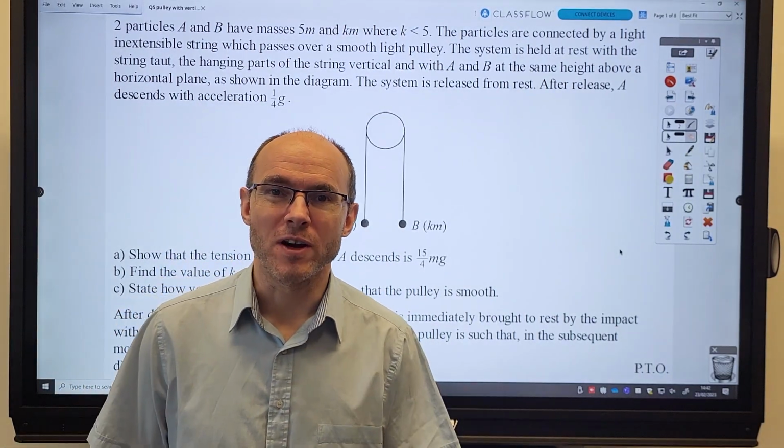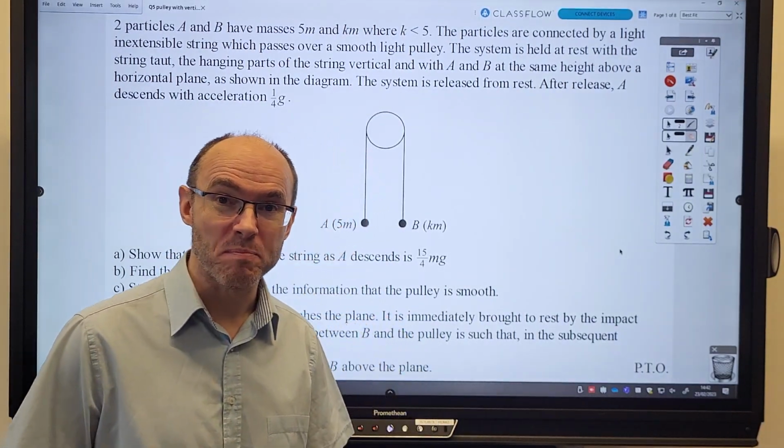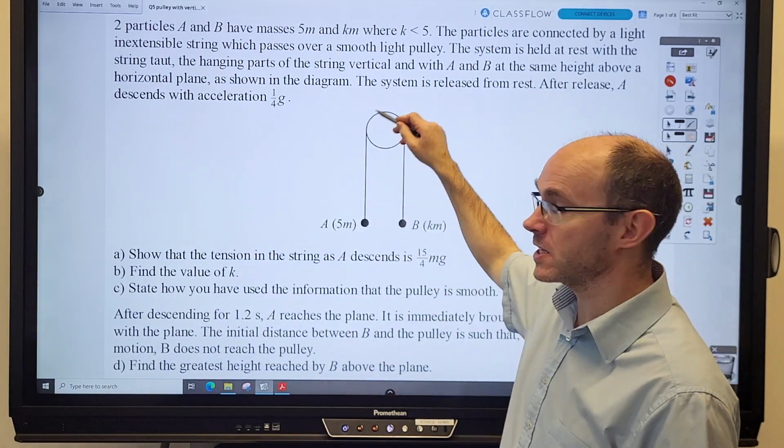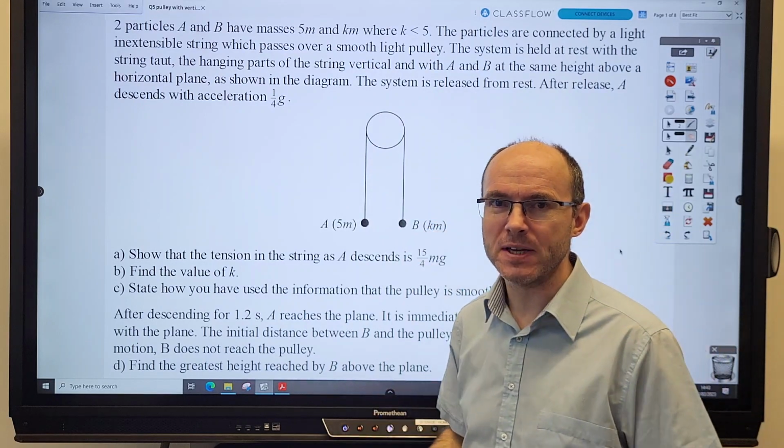Hello again. So I've got another question on mechanics for you. This is about pulleys. Simple case pulley where you just have an object either side connected by a light inextensible string. Okay, so here we go.